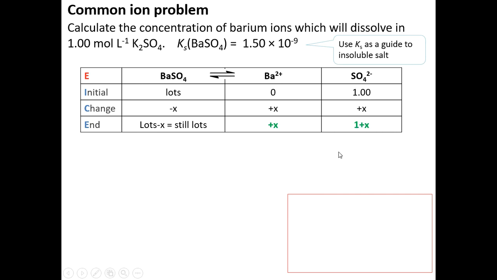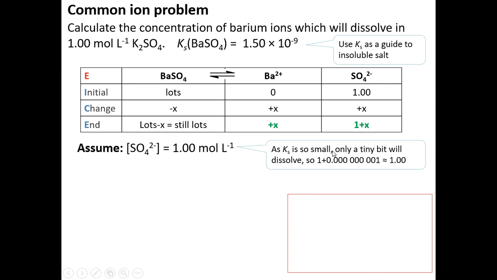Now we can get into a bit of tricky math, so we are going to make assumptions. We are going to say, because a Ks is so tiny, very little is going to dissolve. So if I'm going to add 1 plus 0.000000001, if we round it off to 3 significant figures, it's still going to be 1. So we're going to assume that all my sulfate is not going to be 1 plus X, it's going to be simply 1.